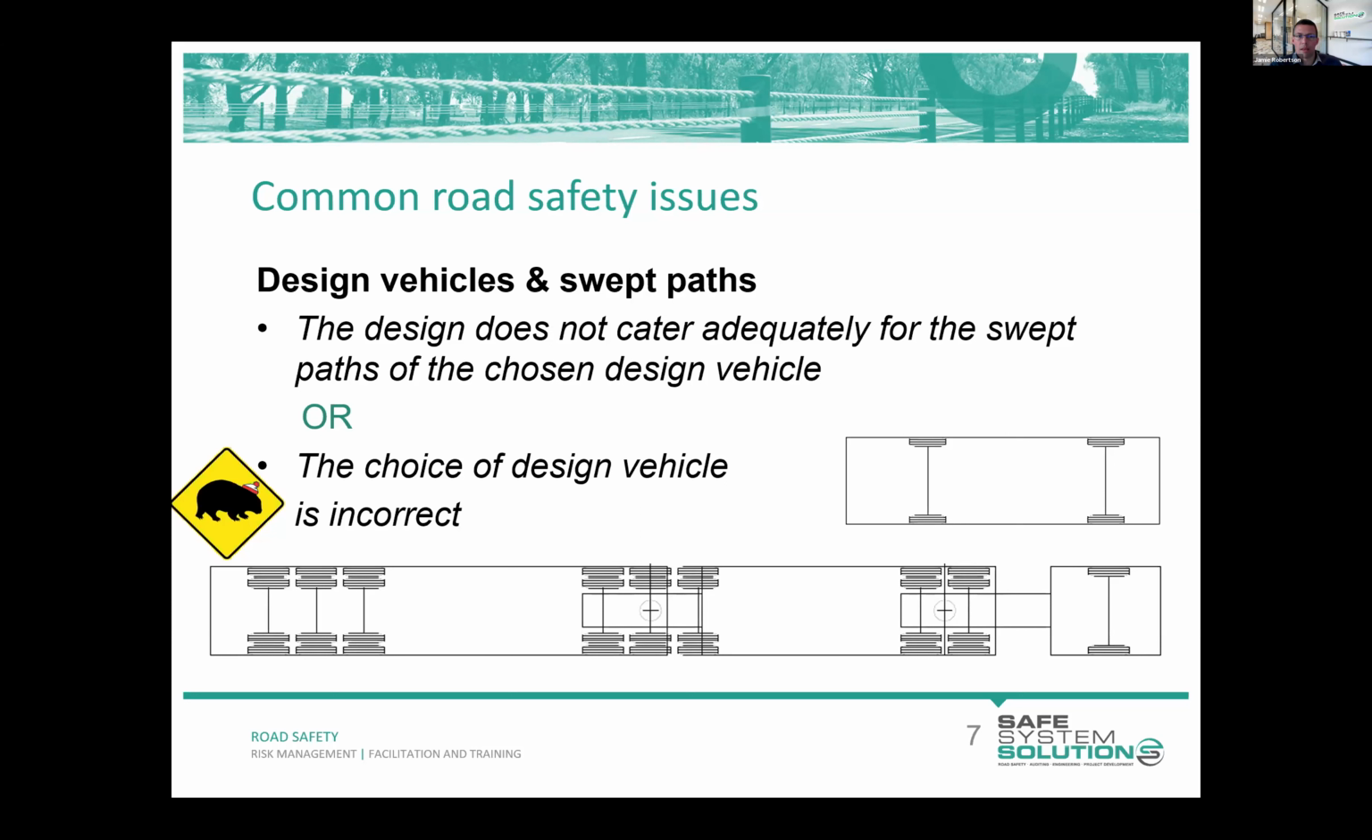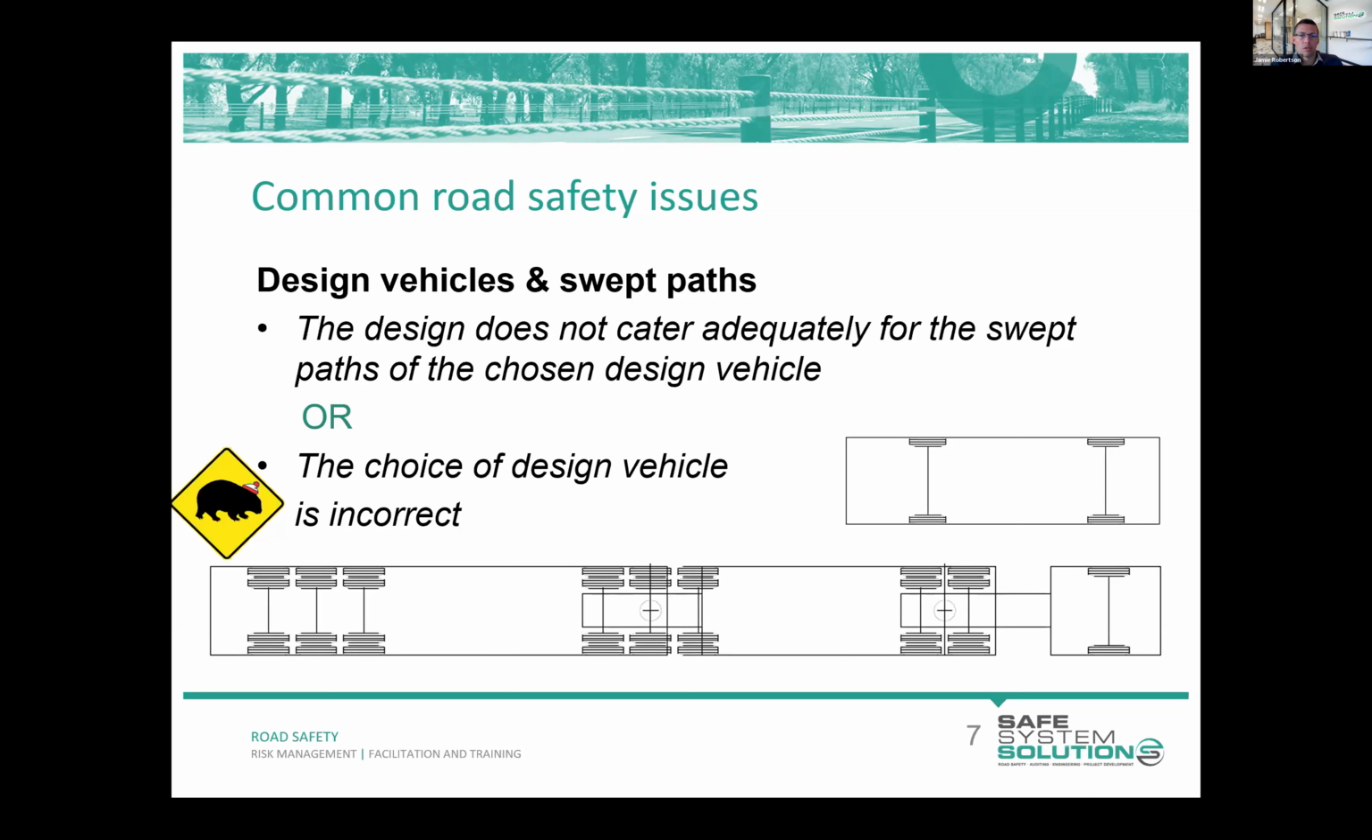So an issue can be that the design does not cater for the swept paths of the chosen design vehicle, or it could be that the choice of design vehicle is not correct. So we're talking about design stage audits, but for the most part, design projects are upgrades to existing pieces of road. So you can put yourself out on the ground and observe what's happening around you, think about the types of vehicles that are using the road, think about surrounding land use, and the types of vehicles that will be generated. You need to look to the future as well.